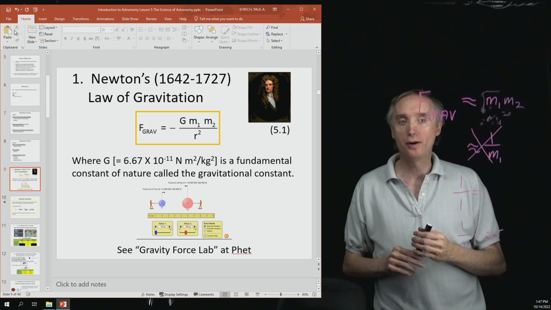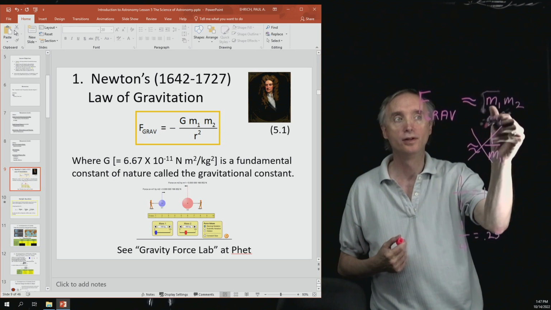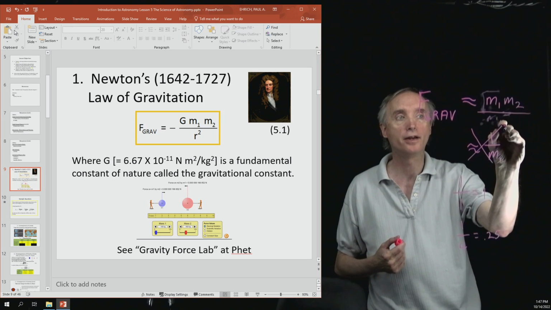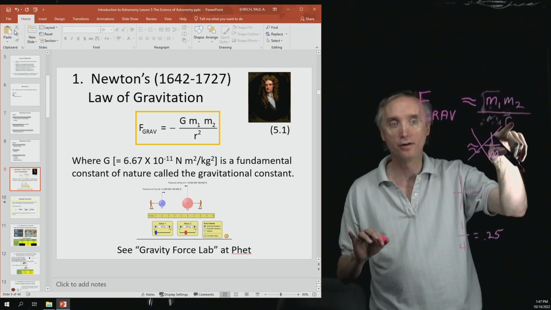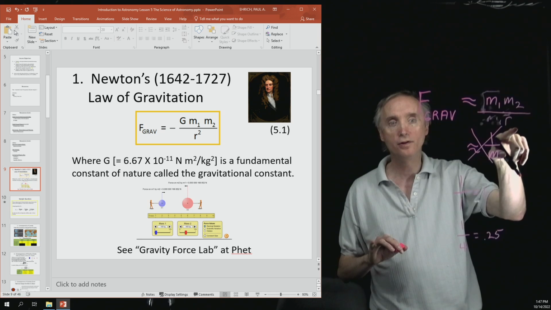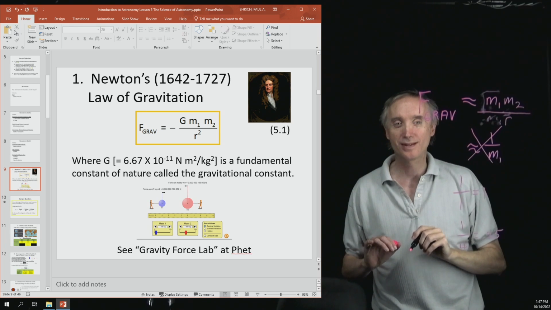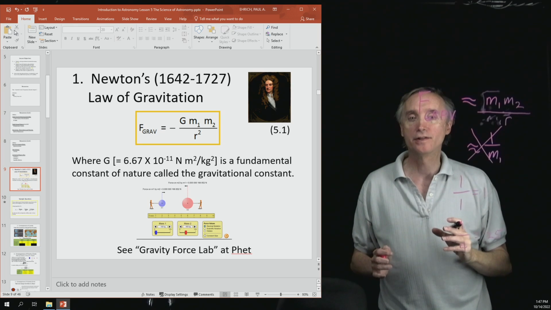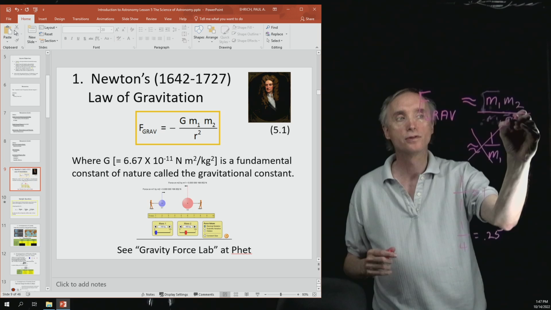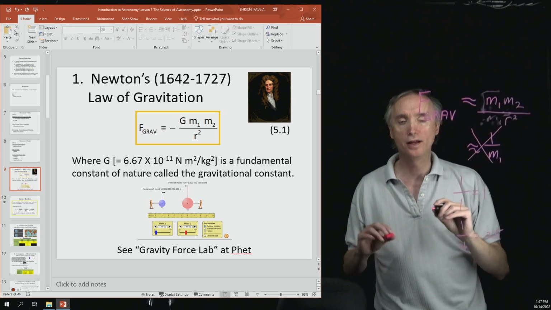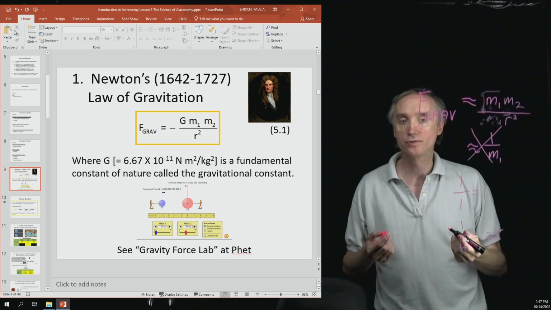It needs to go in the bottom part so that it's M1 times M2, and then we're going to divide by R. Now I'm not finished yet. So that way, if you increase the R, it decreases the F. But that's not quite it yet. It's not just R. It turns out that it's R squared. Later we're going to find out exactly why it has to be R squared.